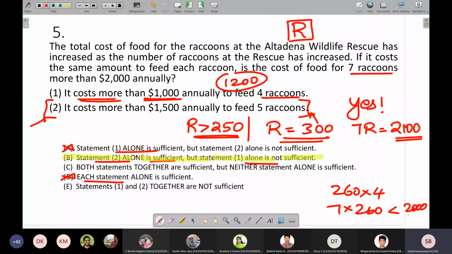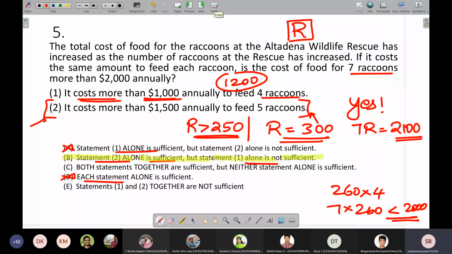So one alone is actually not sufficient enough to answer the question, because in one case you do see that it is more than 2000. In another case, you see that it is less than 2000. Did you get my point? Have I given you a convincing explanation for this? Okay. Let's go to the next question then.